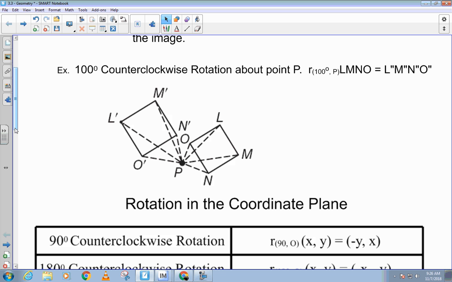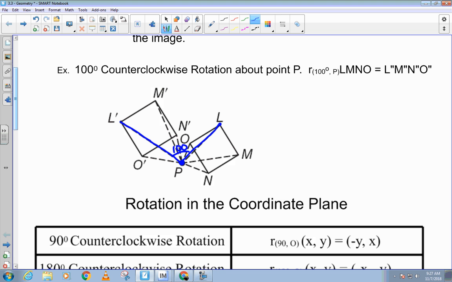Right? And so here's the point that we're rotating about, right? And so this LMNO is our preimage. Let's start out. So you pick a vertex. We'll go with L. Okay? You pick a vertex. You draw a segment from that vertex to the center of rotation. Okay? And then from there, you measure 100 degrees. Okay? Because that's what we're rotating about. So you measure 100 degrees. And then however long it was from L to P, you do a congruent segment from P to your new L prime. That's where your new location is going to be.